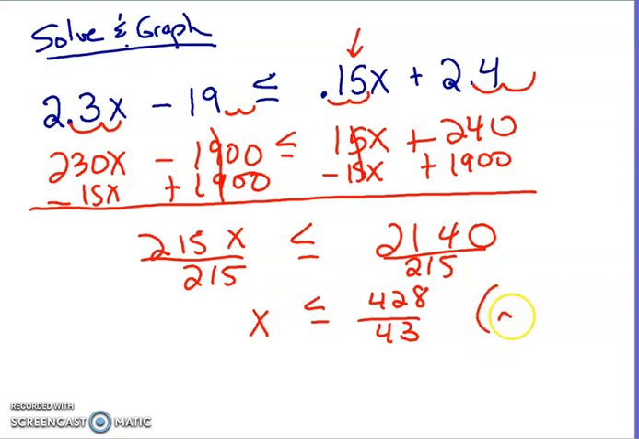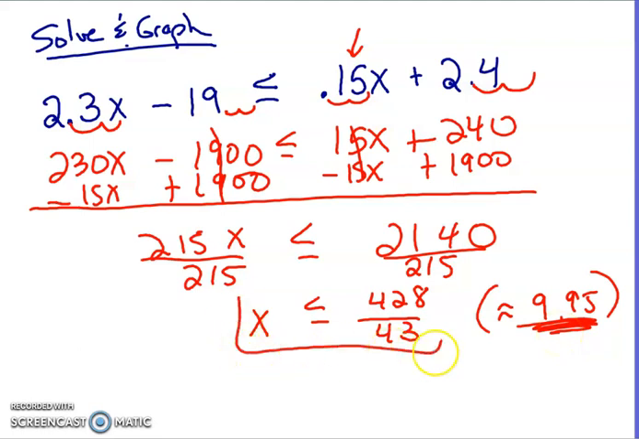By the way, this approximately equals 9.95. Again, approximately equals 9.95, and we'll need to know that for the number line. But again, as far as your answer, I always want the specific answer, like the very precise answer, a reduced fraction. I don't want a rounded decimal, again, unless the instructions tell you to.